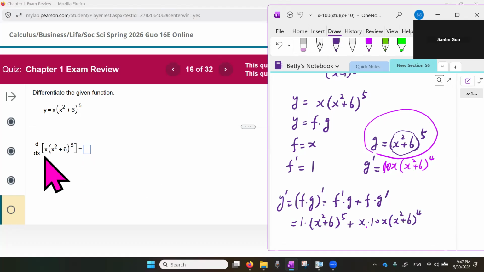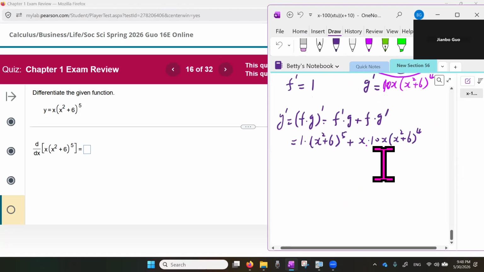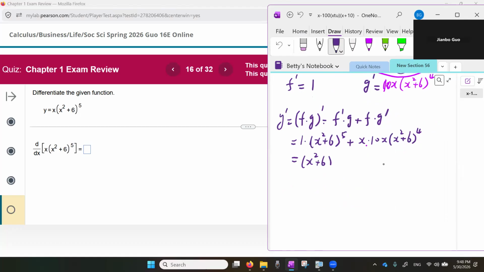This question is challenging because it's not a multiple choice question. You really have to provide the correct answer. Let me double check. f prime g plus f g prime. Okay, now we are going to simplify the expression. (x squared plus 6) to the power 5. This one is 10x squared, (x squared plus 6) to the power 4.